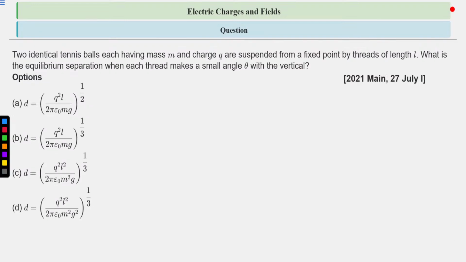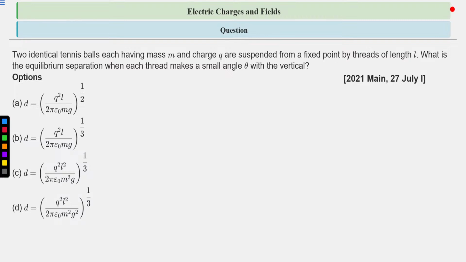Let's move on to the next question. Two identical tennis balls having mass m and charge q are suspended from a fixed point. Now two tennis balls, identical, having charge q and mass m, are suspended from a fixed point by threads of length l. What is the equilibrium separation when each thread makes angle theta with the vertical?